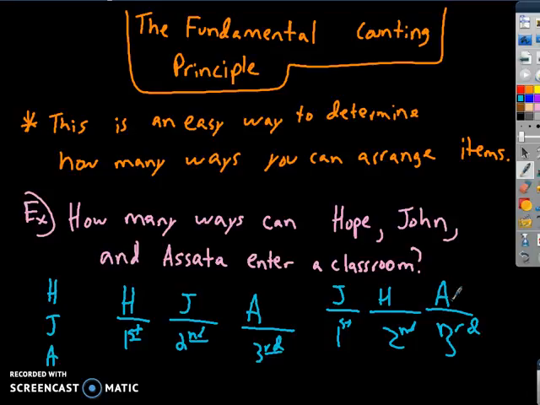So essentially, what we're going to have is this many ways. We look at it this way. The first person, we have 3 options for that first person to come in. It could be Hope, it could be John, it could be Asada. After one of those people have come in, how many options do you have left for the next person? Well, you only have 2 options left there. And then after that person comes in, you only have 1 option left. So what it really is is 3 times 2 times 1. So 3 times 2 times 1 is 6. So there are 6 ways.